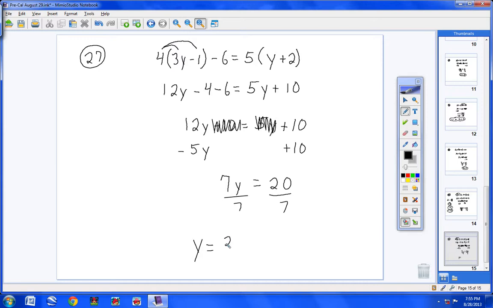You could have 20 over 7. That's totally acceptable. You can't reduce that. Nothing goes into it evenly. Or you could have 7 goes into 20 2 times, the remainder of 6 sevenths, 2 and 6 sevenths. Or, and I'm going to try to do this decimal in my head, I'll probably mess it up.